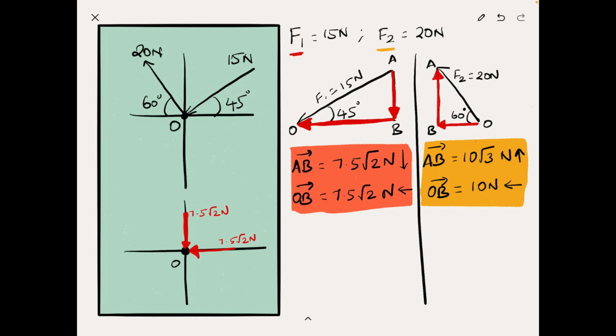The vertical component AB is acting in the upward direction, so let's draw it this way so that it's acting upward. It has a magnitude of 10 times root 3 newtons, and the horizontal component of this F2 force of 20 newtons is OB, which is acting from right to left again. It has a magnitude of 10 newtons.